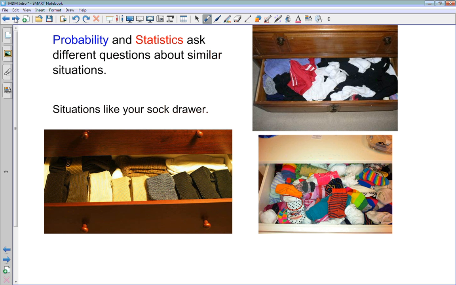So to make all of this a little bit more concrete, let's take an example. Let's take a situation such as a sock drawer. In both probability and statistics, we can look at this sock drawer and ask slightly different questions about the socks that are in this drawer.